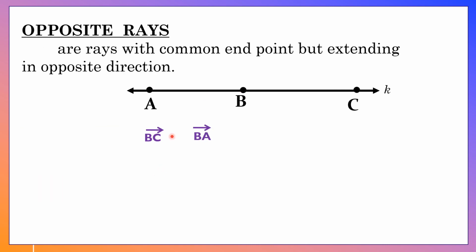Notice that ray BC and ray BA are what we call opposite rays. They have a common endpoint. These are rays with a common endpoint but extending in opposite directions. So we have ray BA and ray BC, and they are called opposite rays.